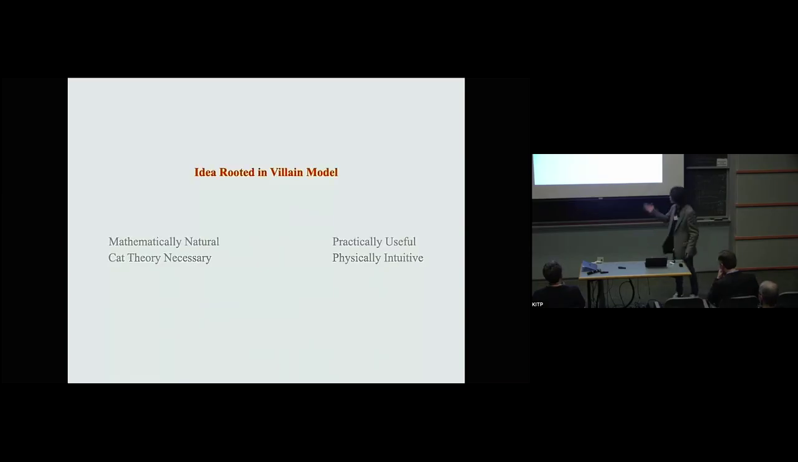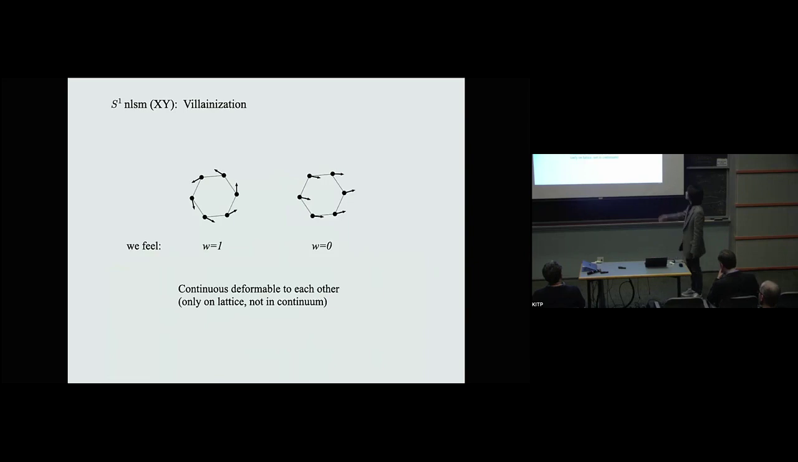Okay, so let's start with the idea rooted in the Villain model. Let's come back to this example where we said, okay, the winding number, no matter how we define it, seems to jump somewhere when we implement the lattice model in a traditional way. And this was solved by the Villain model decades ago. It was actually first developed by Berezinskii, for obvious reason, because he was about to discover the BKT transition. So we'll see that being able to implement topological operators on the lattice in a natural manner actually led to important discoveries in physics historically.